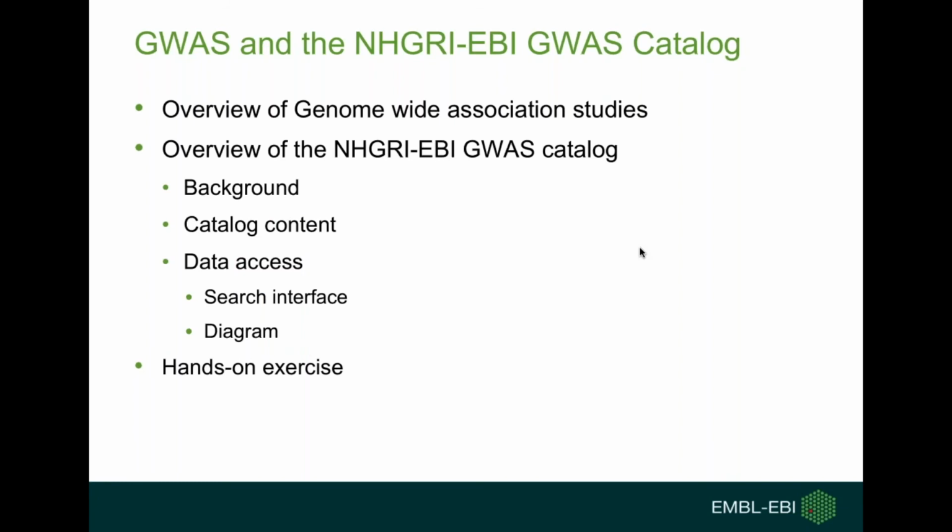And what I hope to do in the next 30 minutes or so is to give you an overview of genome-wide association studies in general. Then I will talk about the catalog itself. First, I'll provide some background. Then I will look at the content that we have in the catalog. Then we'll discuss how to access all the data. And then hopefully we'll conclude our time with a hands-on exercise to make sure that you are familiar with how to use the catalog.